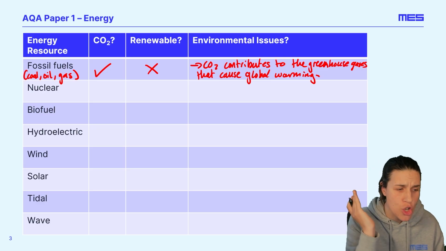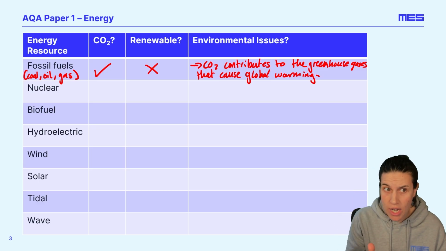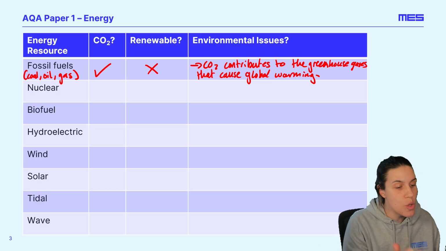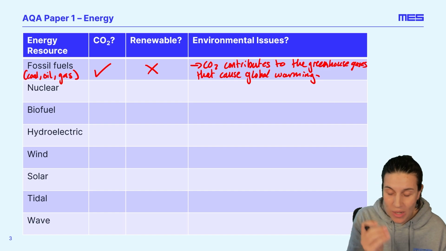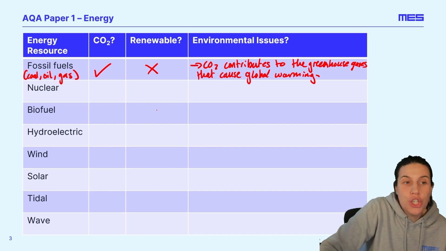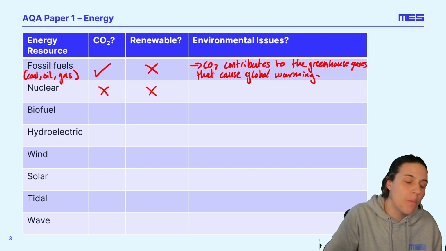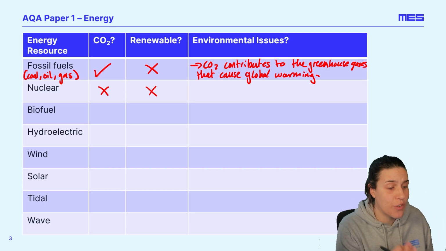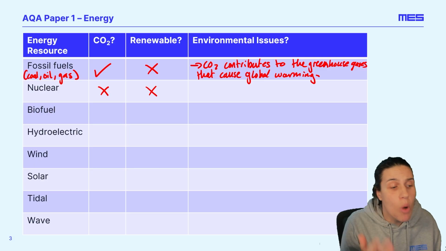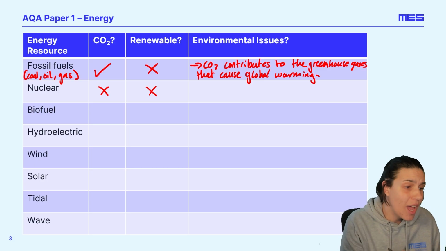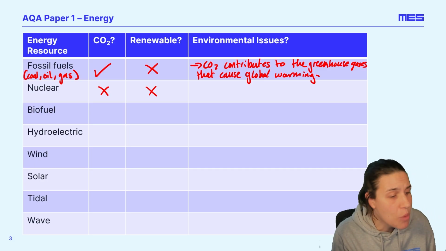Right, next up, we've got nuclear. So this is a really common misconception, because nuclear, when it's actually the fuel itself producing electricity, does not produce carbon dioxide. However, it's also not renewable. We normally use uranium as our nuclear fuel, and once we've used it, we're not getting any more of it because it's formed by supernovas. It's formed by dying stars. We're not getting any more of it.